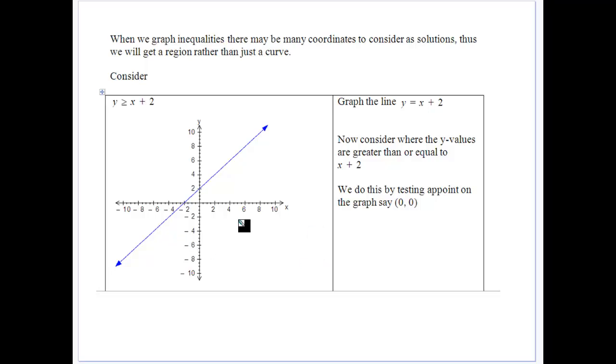First thing we want to do is we ignore the inequality sign. We're just going to graph whatever equation we've got. So in this case, we've got a graph of a line. So y would be equal to x plus 2. So we can consider that, y is equal to x plus 2.